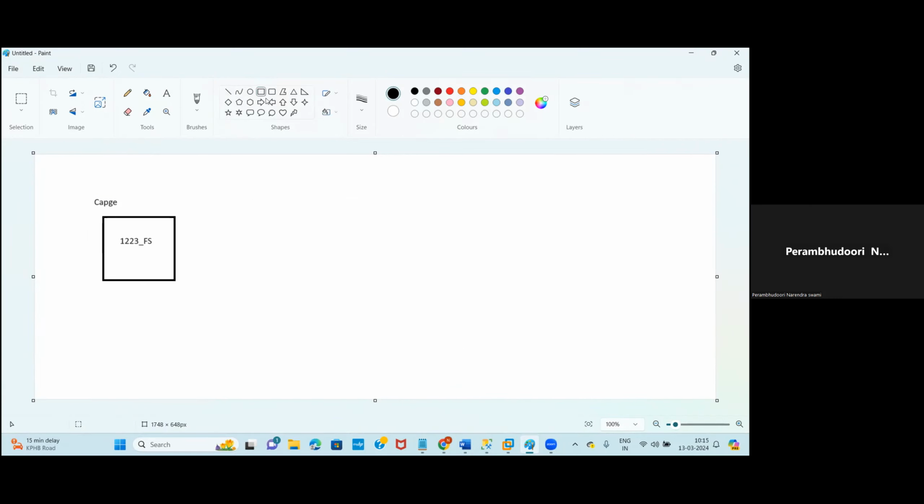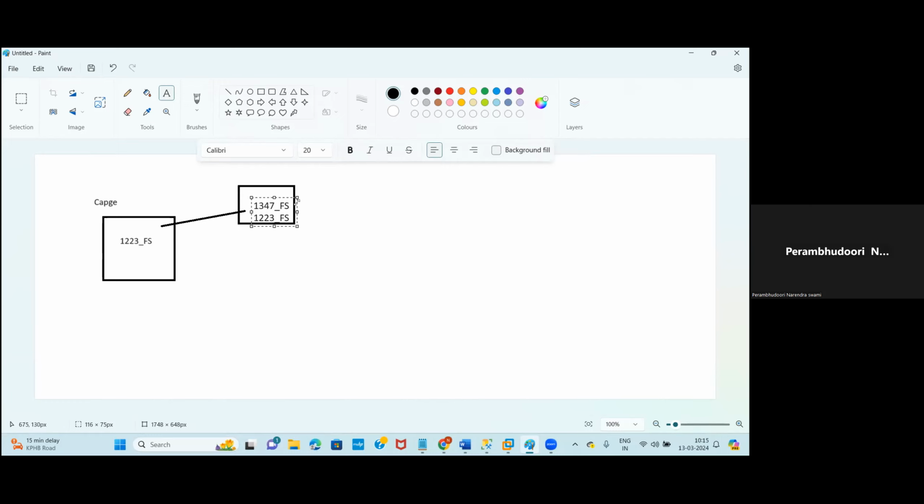Whatever its name is, they acquire a new organization. Unfortunately, this organization's employees also follow the same pattern, like 134_FS. The sequence number is also the same. In some cases the sequence number is going to be the same. 1223_FS, the same sequence number.